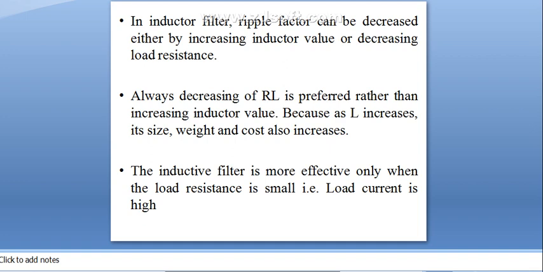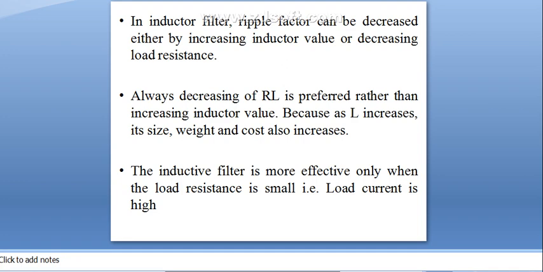So in an inductor filter, the ripple factor can be decreased either by increasing the inductor value or decreasing the load resistance. The ripple factor is RL by 3 root 2 omega L. If you decrease the load resistance, the ripple factor can be decreased. Or if you increase the inductor value, the ripple factor can be decreased.